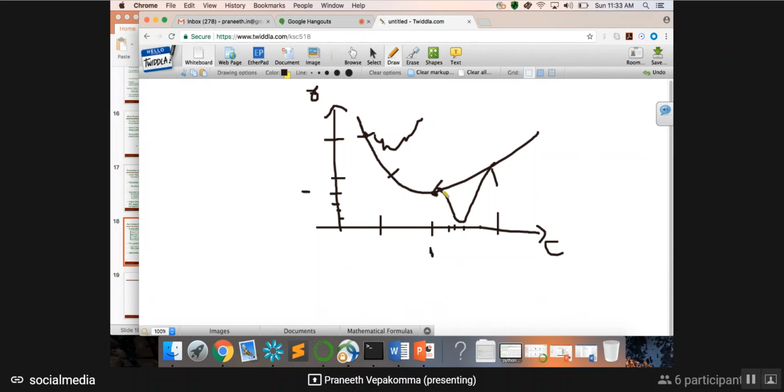So maybe the function came here and then it went like this and then it went again low like this. And this is a local minima. So it seems minima locally at this resolution. But if you look more carefully, there is a better minima, global minima here. This is the concept of local and global.